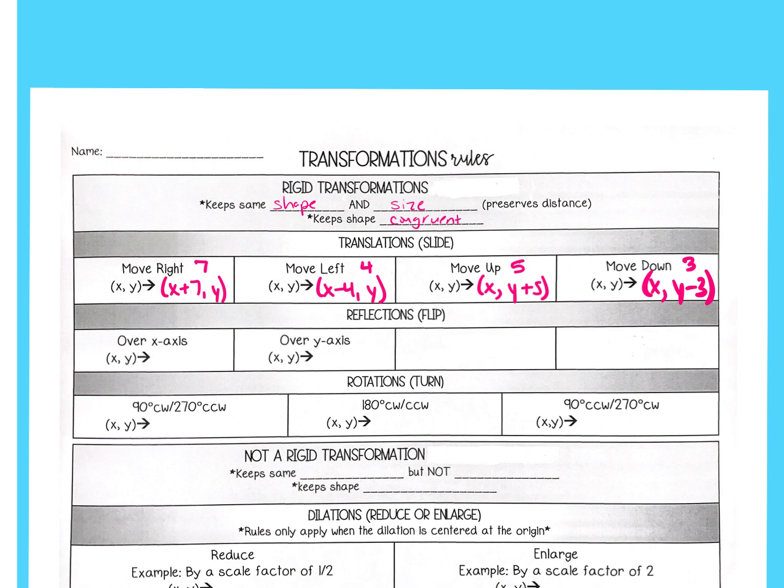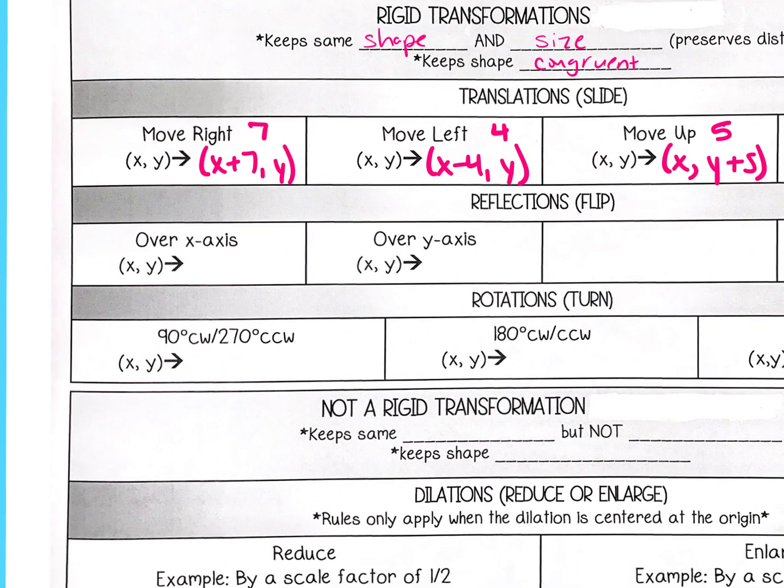Next, we have reflections over the x and y axis. For reflection over the x-axis, (x, y) goes to (x, negative y). So x stayed the same, the height changed. For a reflection across the y-axis, it swaps left to right, so the x changes, but the height stays the same.